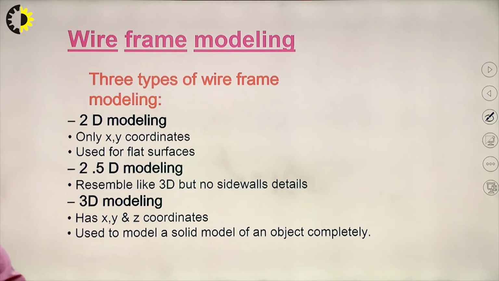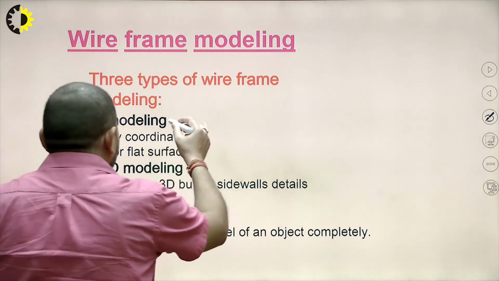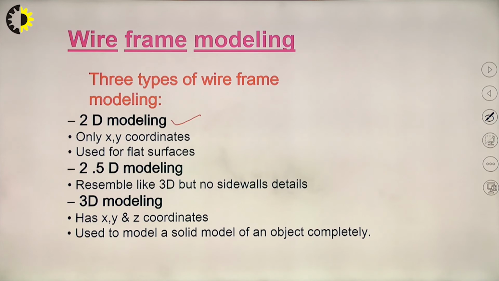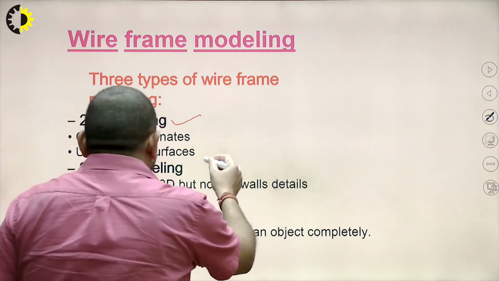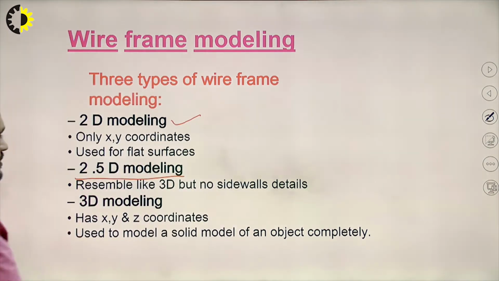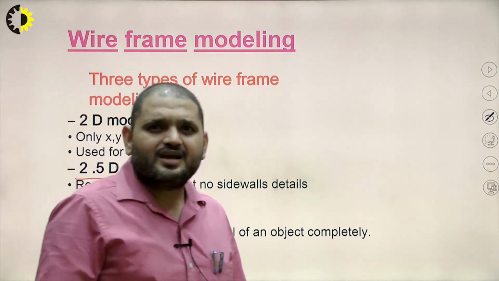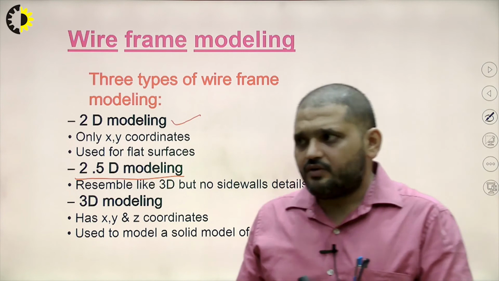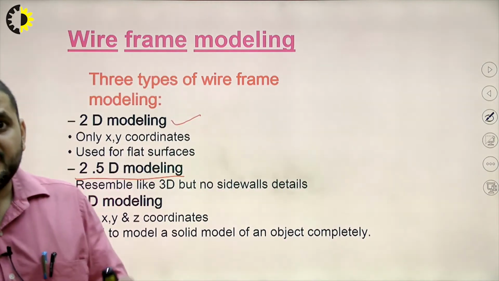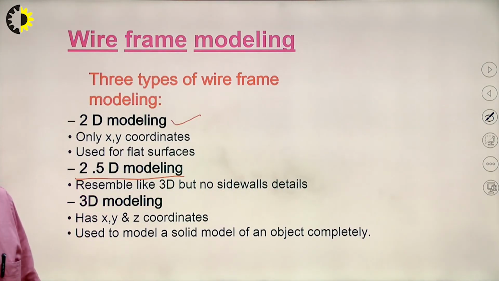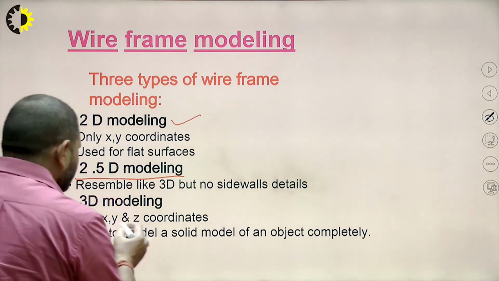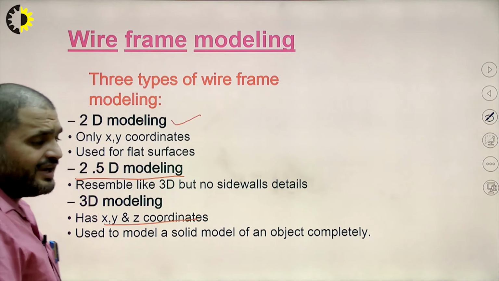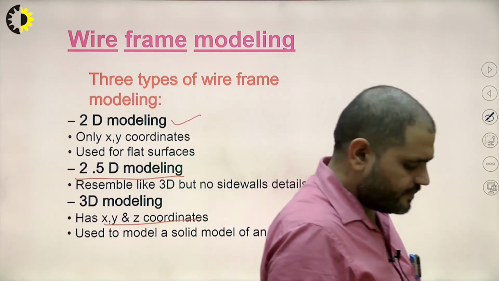There are 3 types of wireframe model. First is 2D modeling, that is only XY coordinates, used for flat surfaces. Then 2.5D modeling. It resembles 3D, but no sidewall detailing is done, so sidewall details are not present. That's why we call it 2.5D rather than 3D. In 3D, everything is there: X, Y, Z coordinates, including the sidewall geometry.